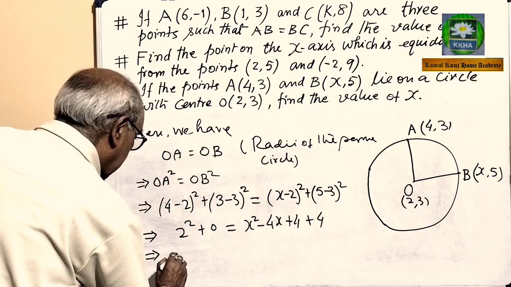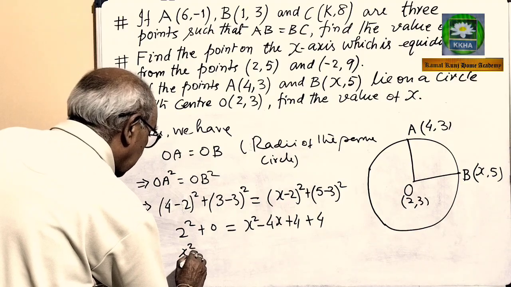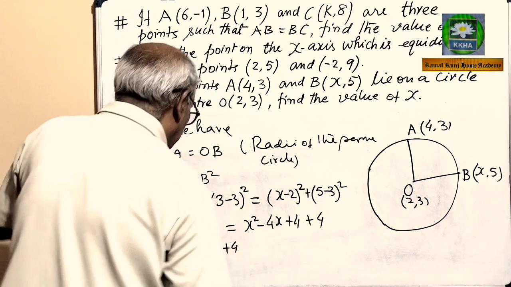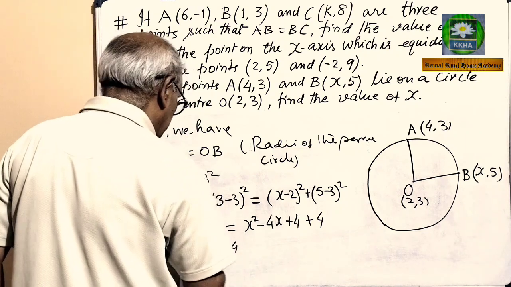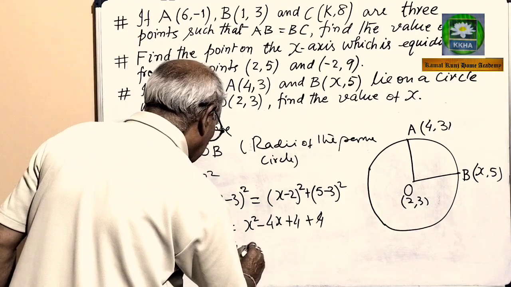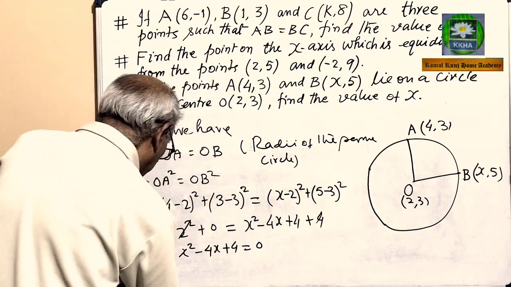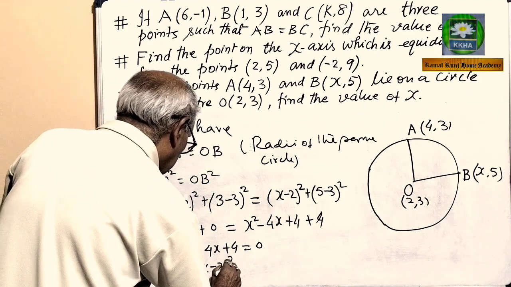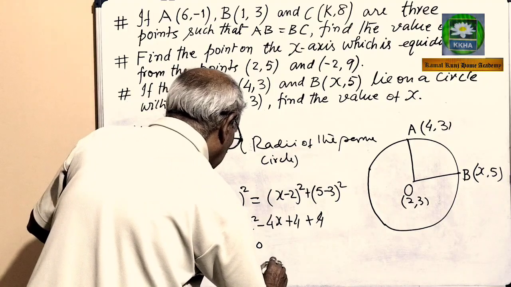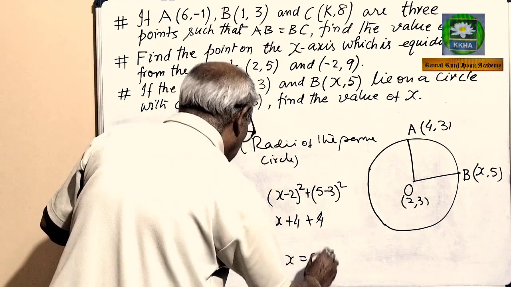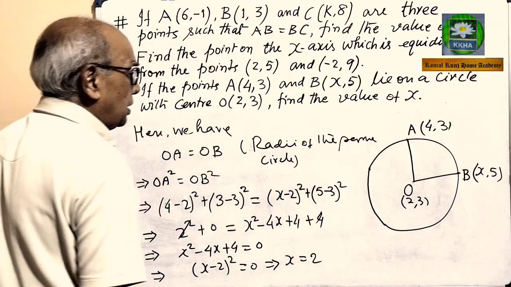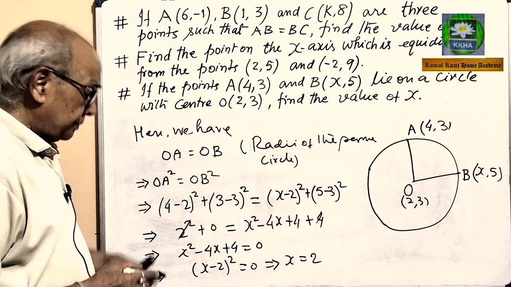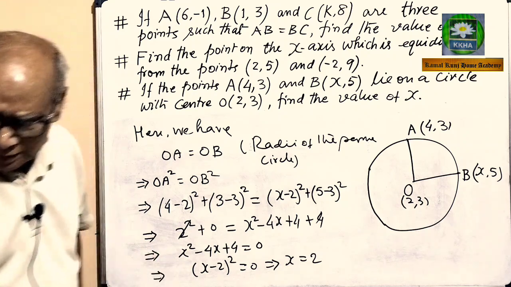This implies that x square minus 4x plus 4, let's cancel, is equal to 0. (x minus 2) whole square equal to 0. This implies that x equal to 2. So here the value of x will be 2. Now let us solve the next problem.